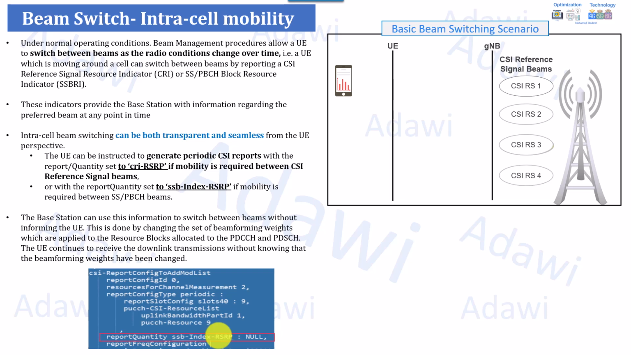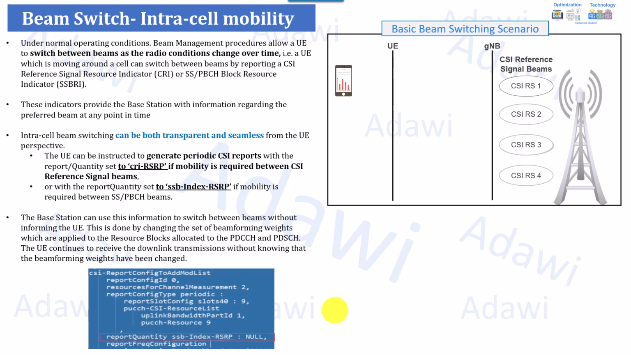For example, let's assume the user is moving from one SSB beam to another in connected mode, or from one CSI-RS beam to another CSI-RS beam, also in connected mode. So the gNB will know, based on the reporting information, which beam is going to serve this particular UE. These indicators will be provided by the UE, and based on that, the gNB can use this information to switch between beams without informing the UE. And actually, this can be done by changing the set of beamforming weights which are applied to the resource blocks allocated to either the PDCCH or PDSCH.